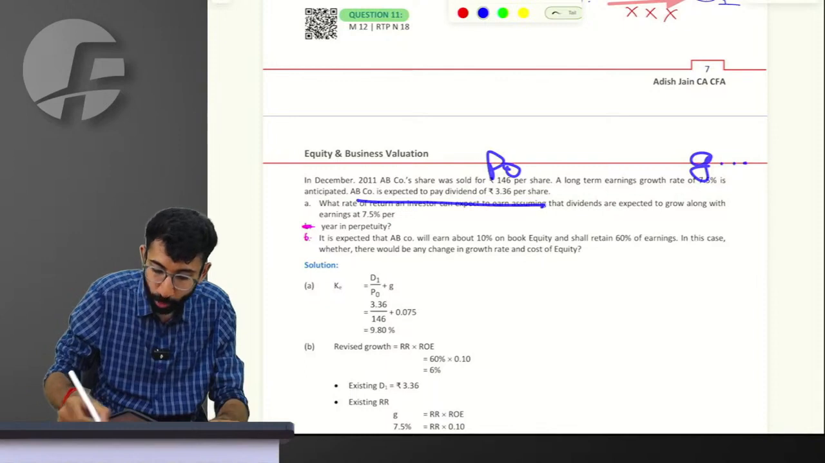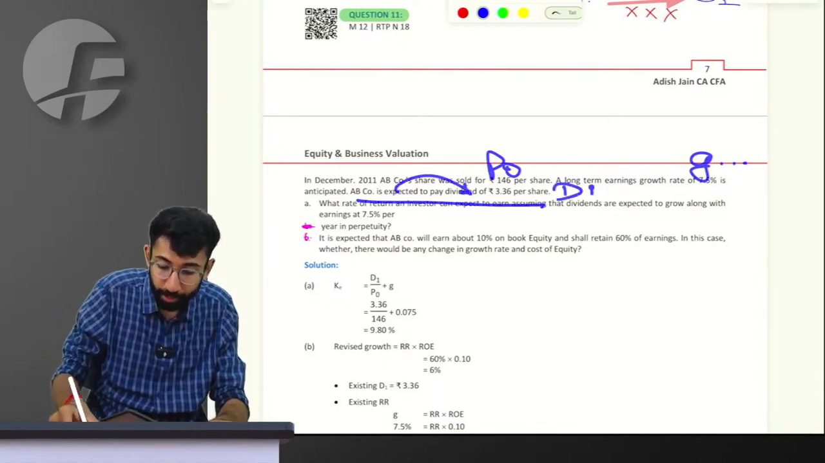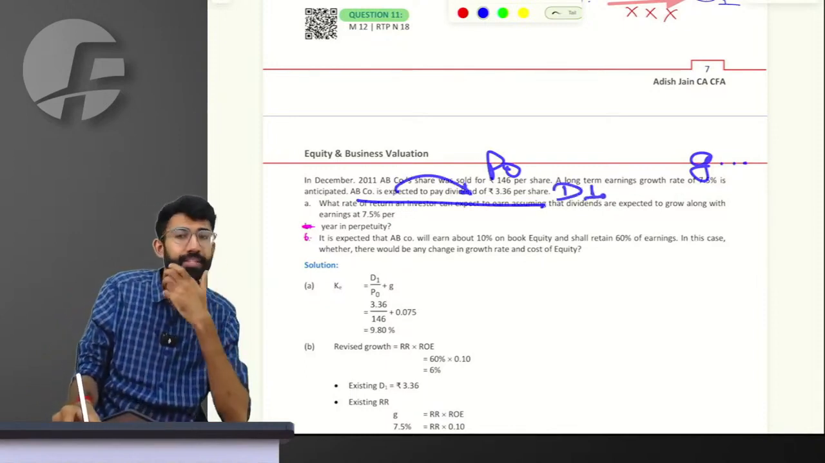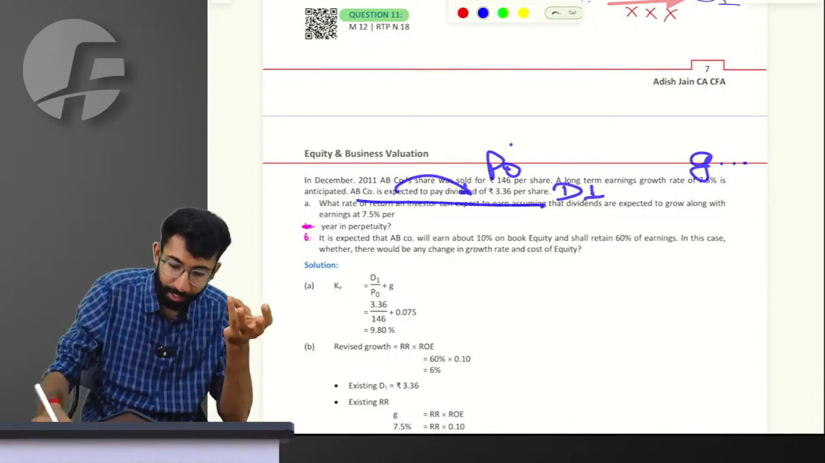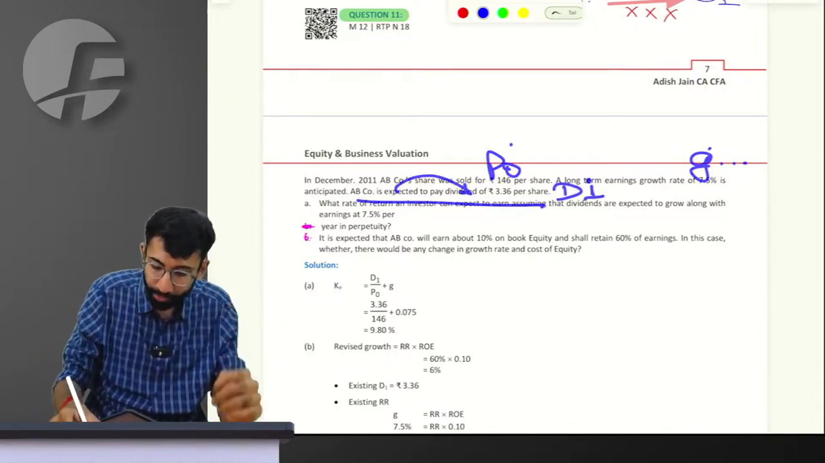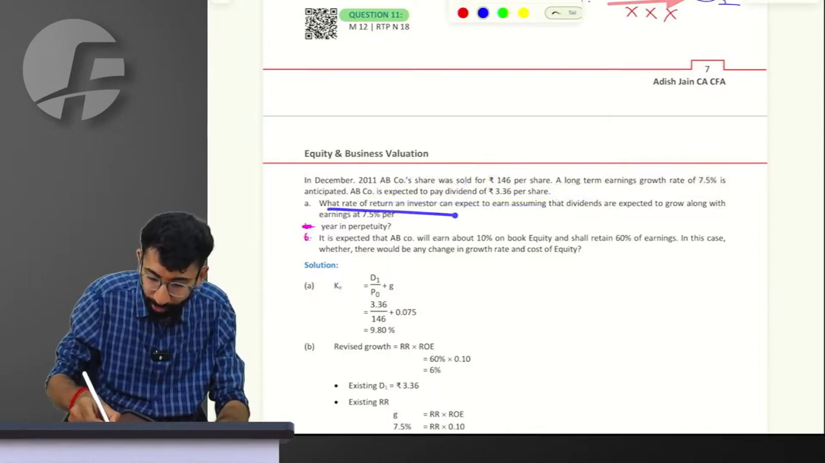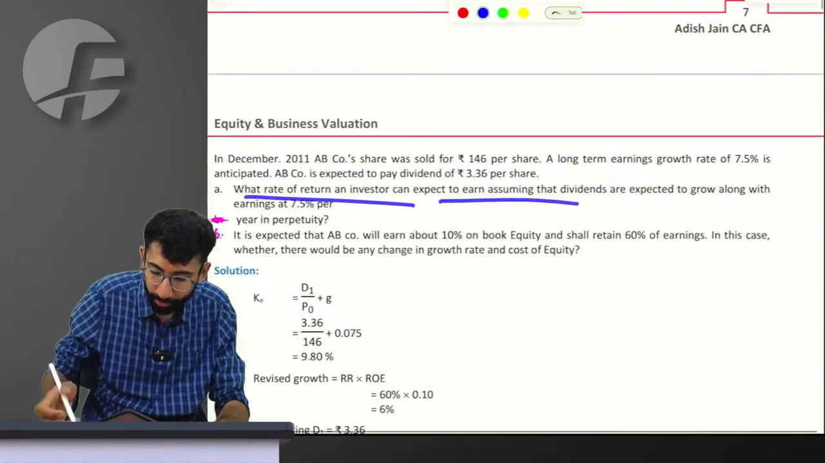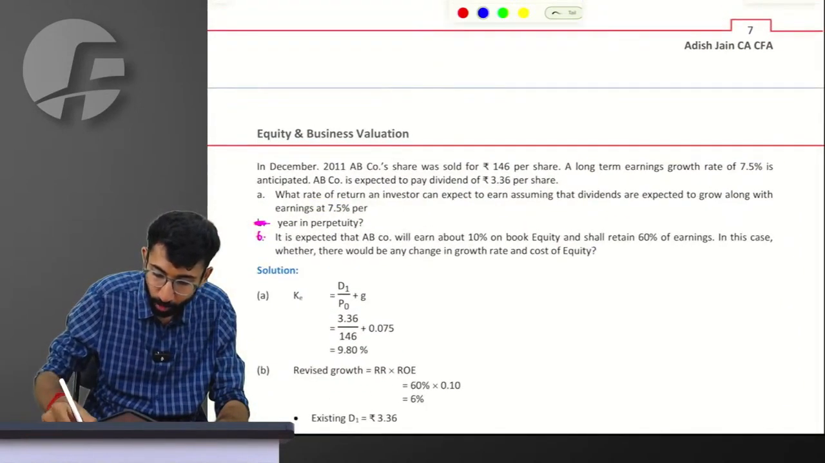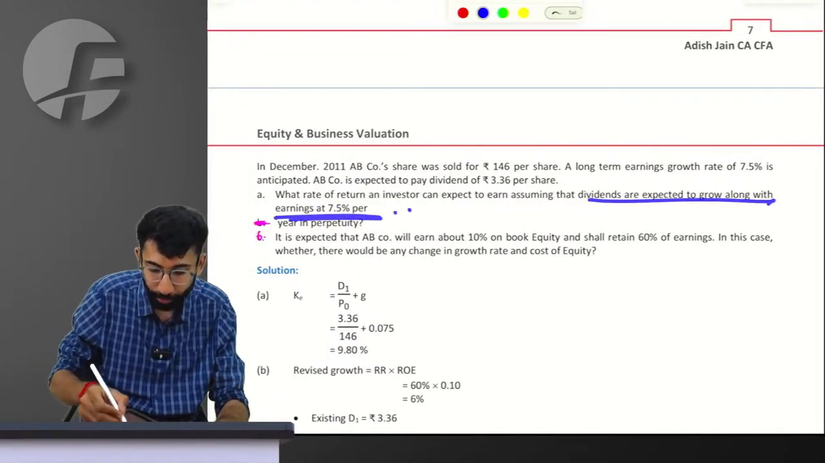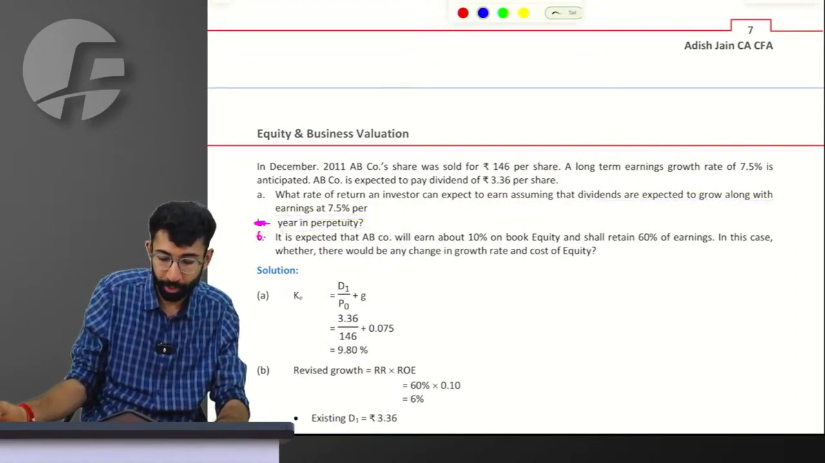The company is expected to pay a dividend. D1 is given as 3.36. So we have P0, we have D1, we have g. What is the rate of return an investor can expect to earn on the share, assuming dividends are expected to grow along with earnings at a rate of 7.5 per year in perpetuity?